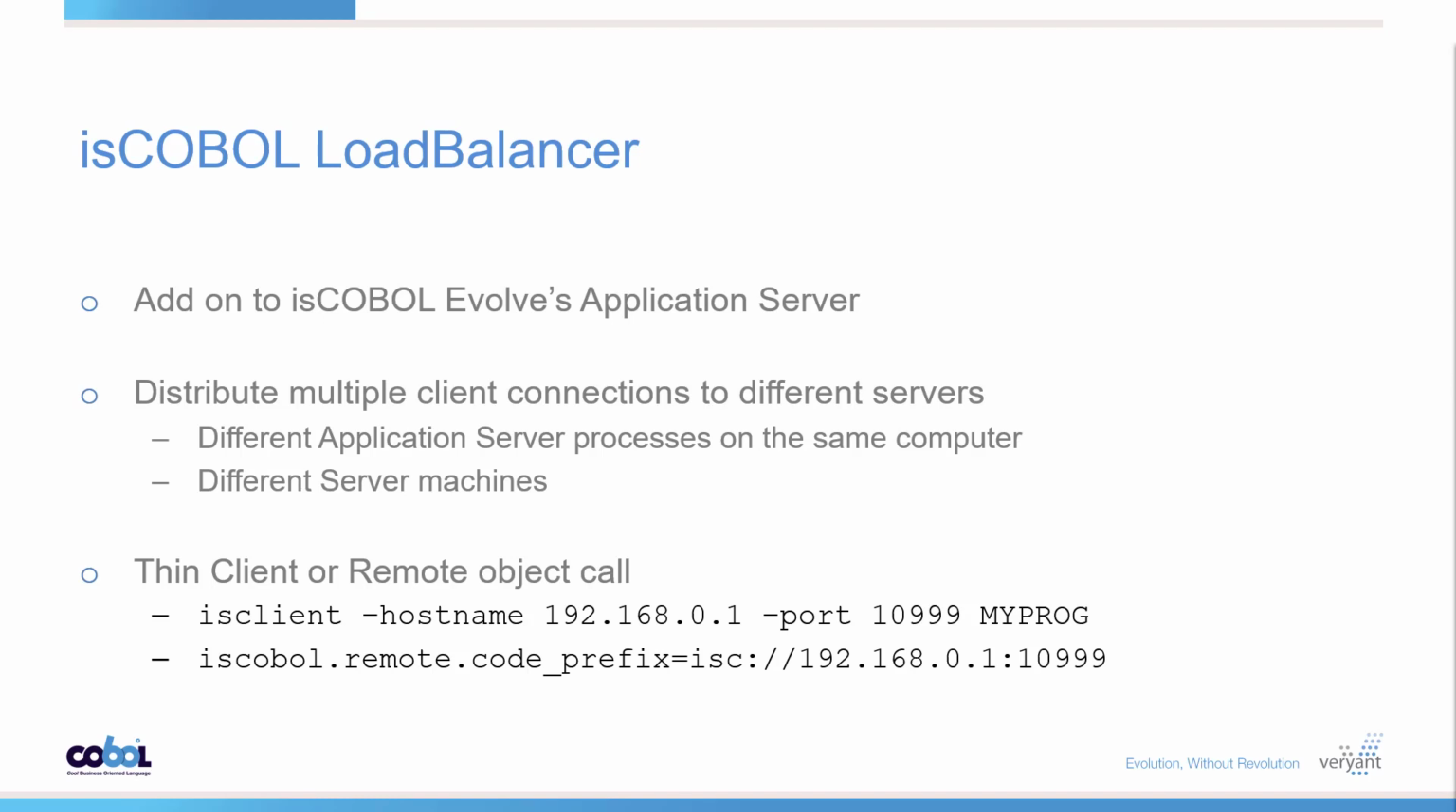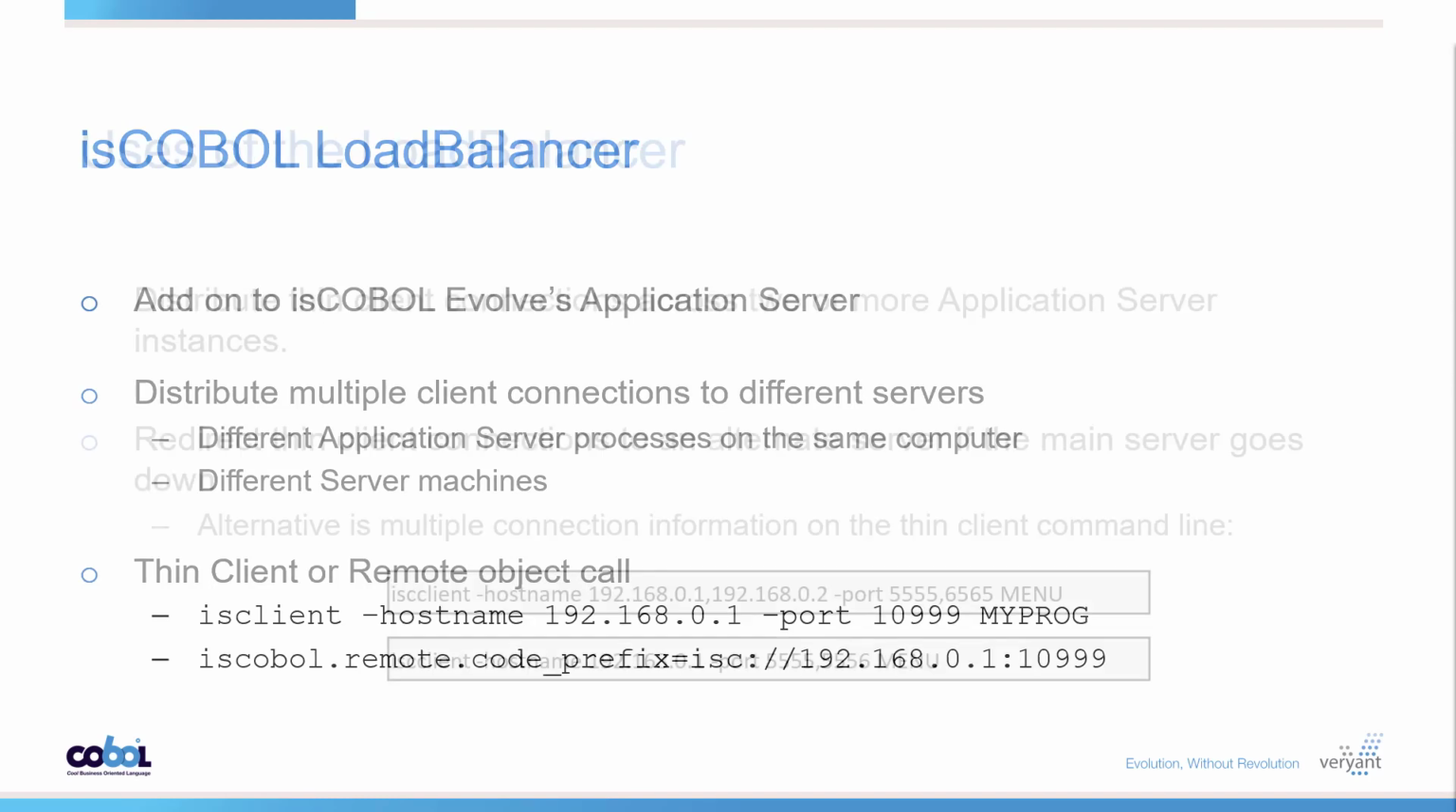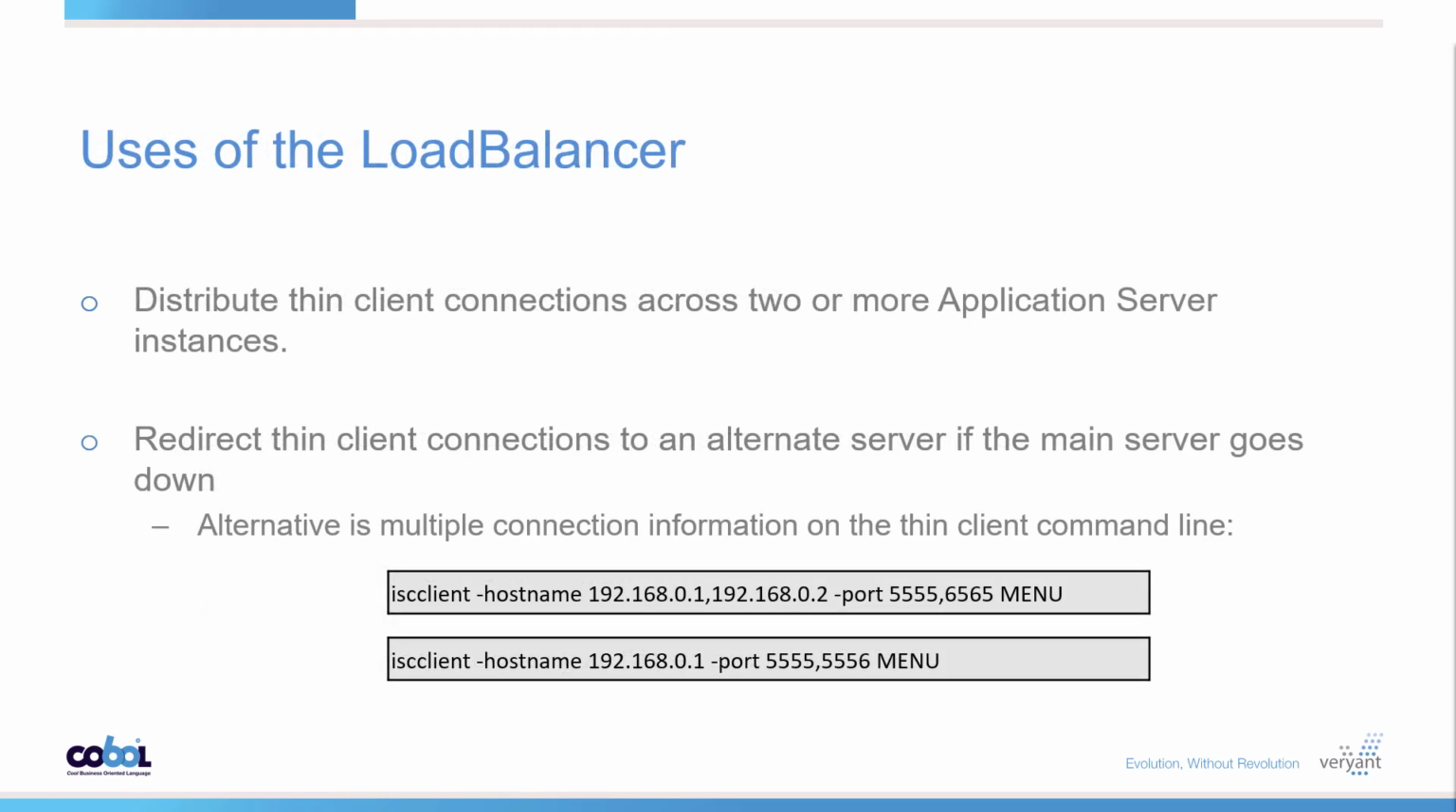When you use isCOBOL remote code prefix, the runtime will look for classes in the current directory and the class path directories, and then the code prefix, and then the remote code prefix. This remote call will use the application server, and a load balancer distributes the load on the application server that these calls generate. As I said, the most common usage of the load balancer is the application server.